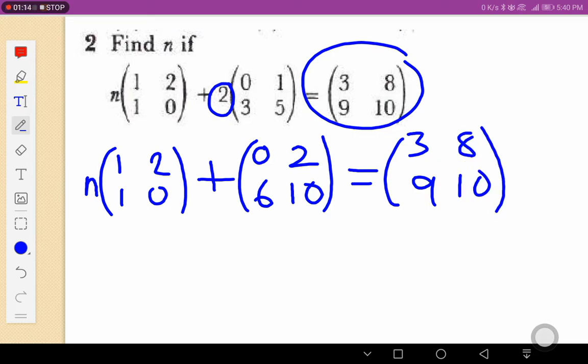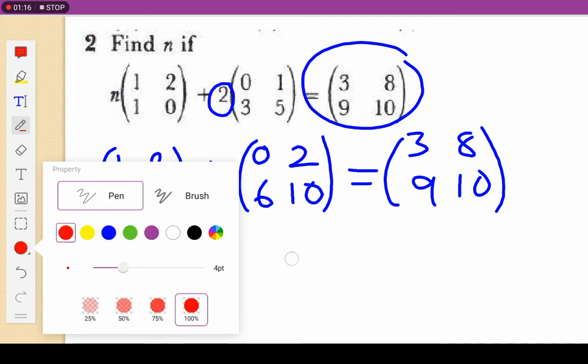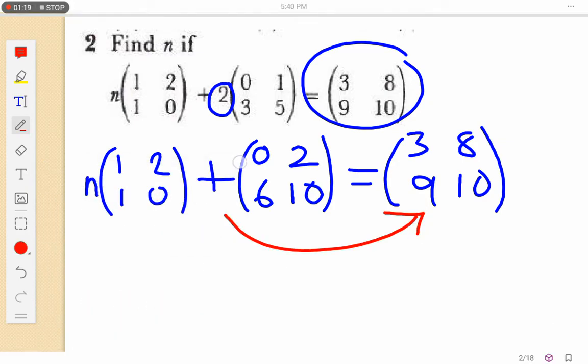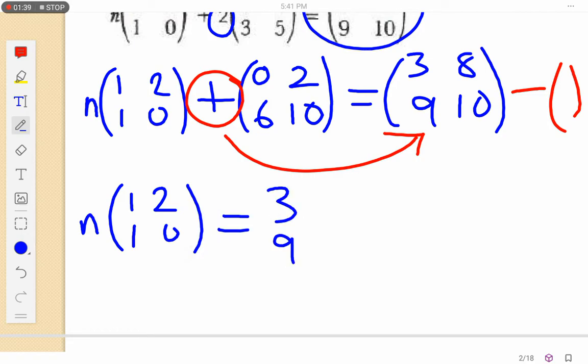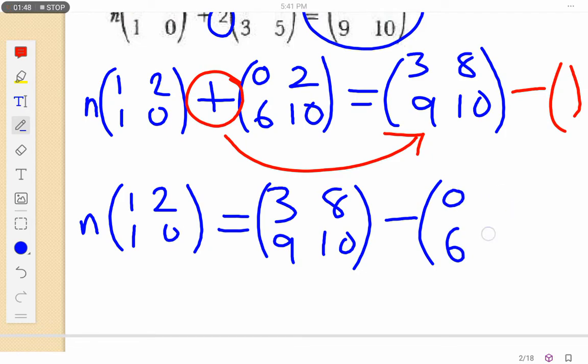Okay, now having this, we are going to take this matrix to that side. Because it has got a positive sign here, it is going to be a minus that side. Let's do that. We have n 1, 1, 2, 0 is now equal to 3, 9, 8, 10, and minus that matrix we are shifting to the right, 0, 6, 2, 10. Okay, like that. Now we are going to solve these two.